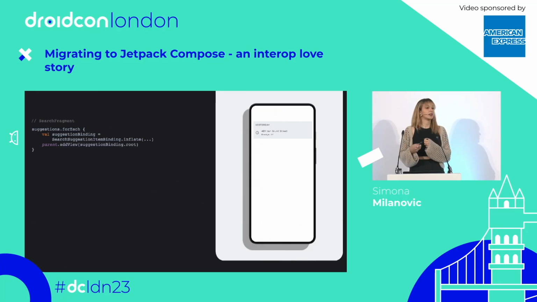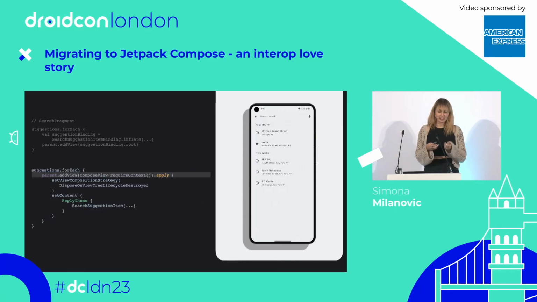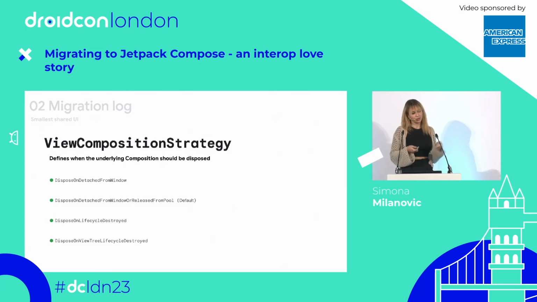Now we're ready to hook in the first composable, right? In our search fragment, we replace the old code and the binding with the new composable. We do so by adding the compose view directly to the parent binding and replacing the old suggestion binding. When using composables and views like this, it's especially important to understand the concept of setting the right view composition strategy. View composition strategy is needed when using Compose in views. It defines when the underlying composition is going to be disposed. And there are a few usage scenarios here.